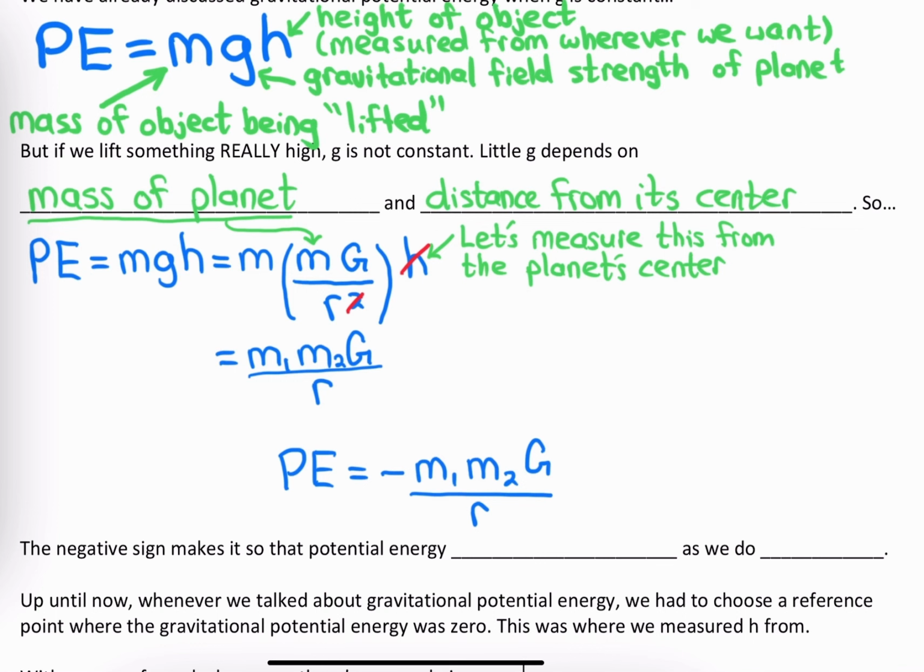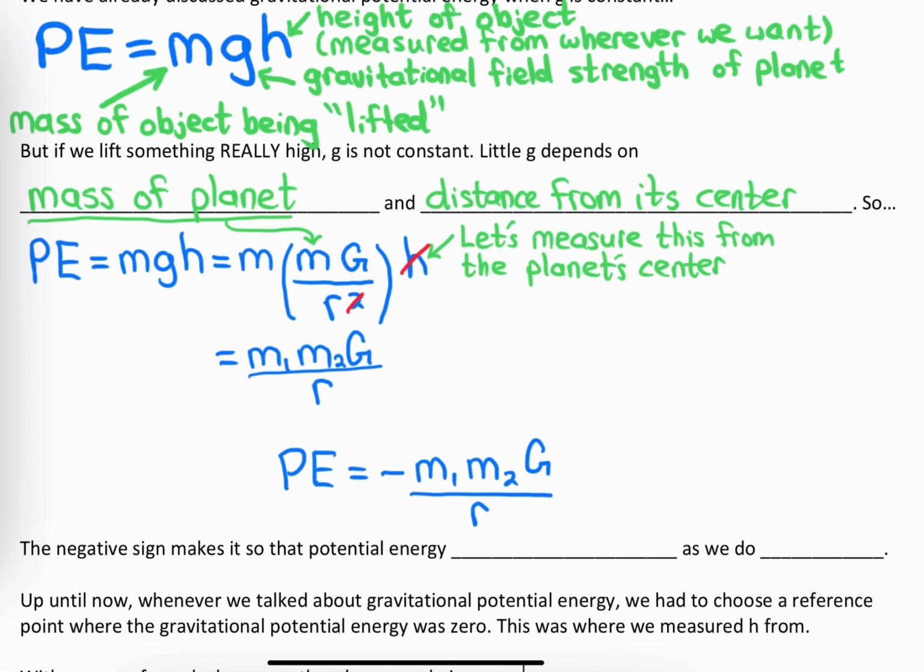So now, as I lift an object higher and higher, R gets bigger and bigger, which means this whole number here gets smaller and smaller. But because this number is now negative, I have a smaller and smaller negative number, which means I actually have a larger number. So as R gets bigger, potential energy gets bigger as well. But it gets bigger by being less negative. That sometimes takes a little bit of getting used to, but it's important.